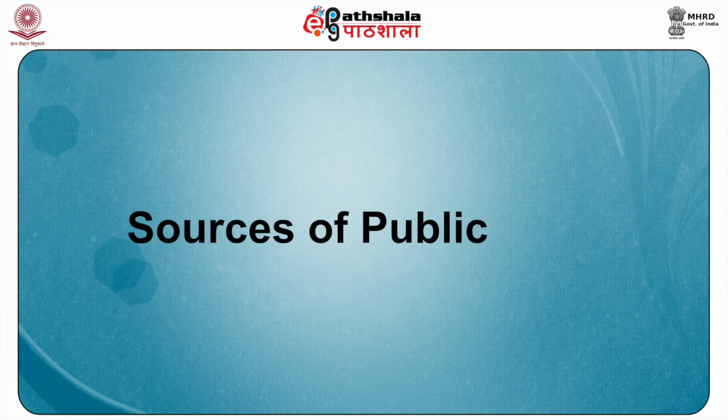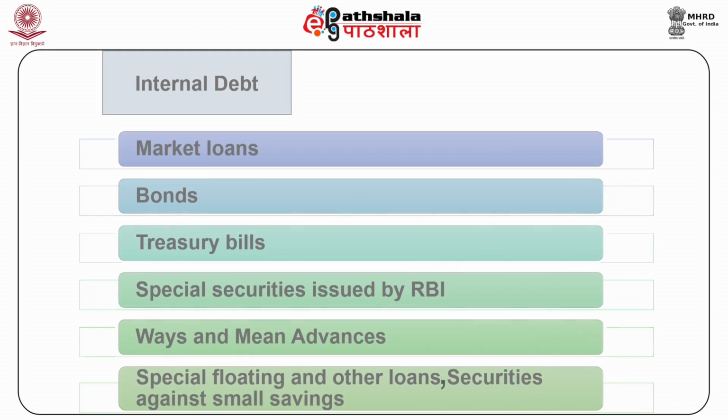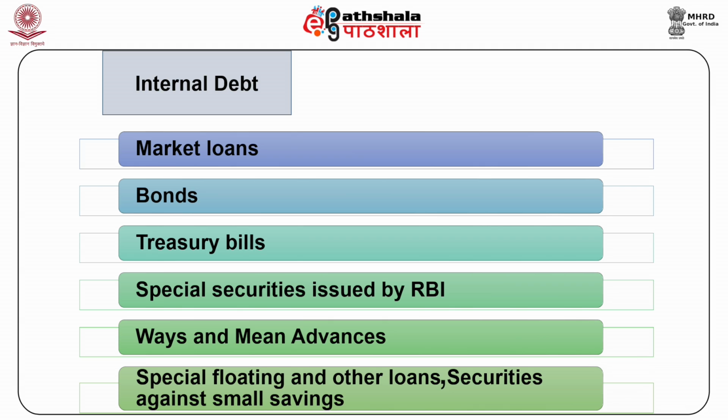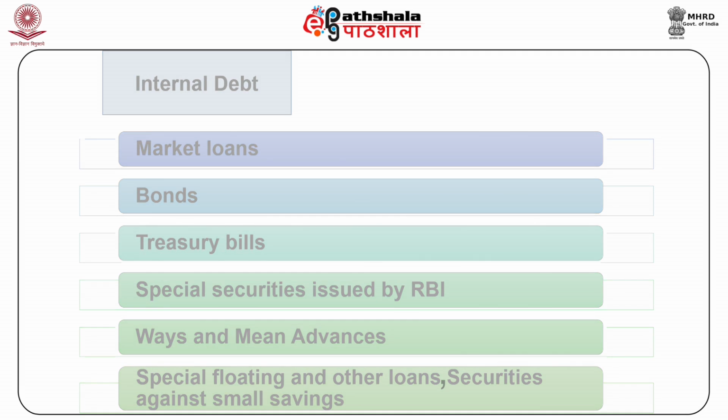Let us now talk about the sources of public debt. The sub-components of internal and external debt are, first of all, about internal debt. The sub-components are market loans, bonds, treasury bills, special securities issued by Reserve Bank of India, ways and means advances, special floating and other loans which represent India's contribution towards share capital of international financial institutions like IMF, World Bank, IDA, etc. Securities against small savings also constitute a part of internal debt.